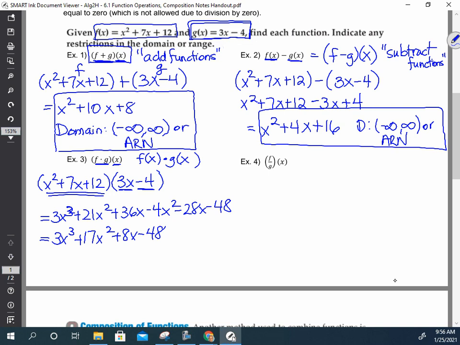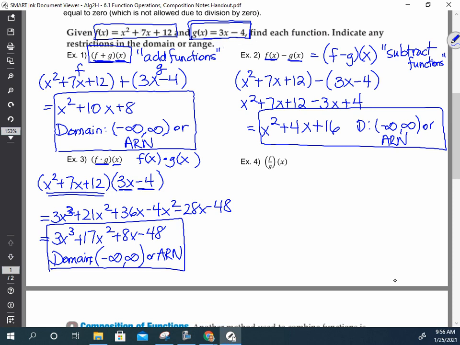So we finished our multiplication. There's no fraction involved, so your domain is still negative infinity to positive infinity. So adding, subtracting, multiplying, most of the time, you're going to get domains of all real numbers. It's division where the domain is going to change.